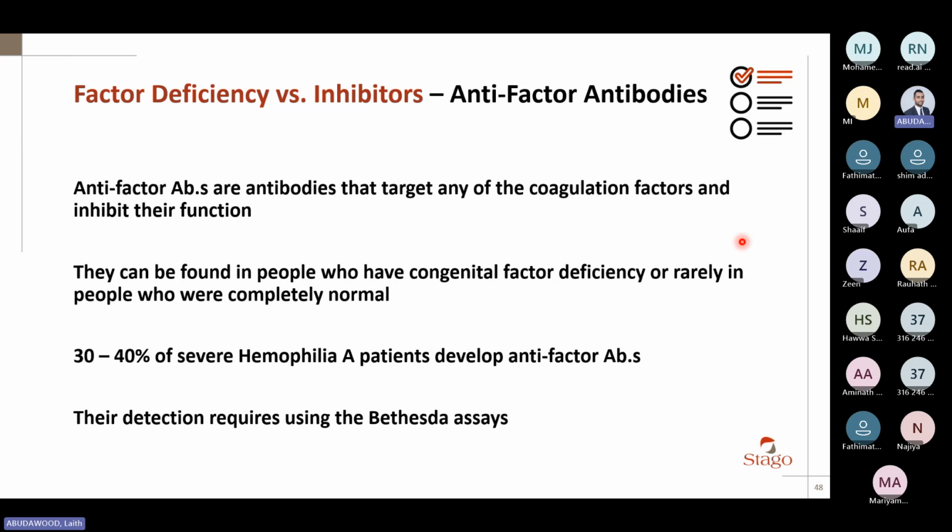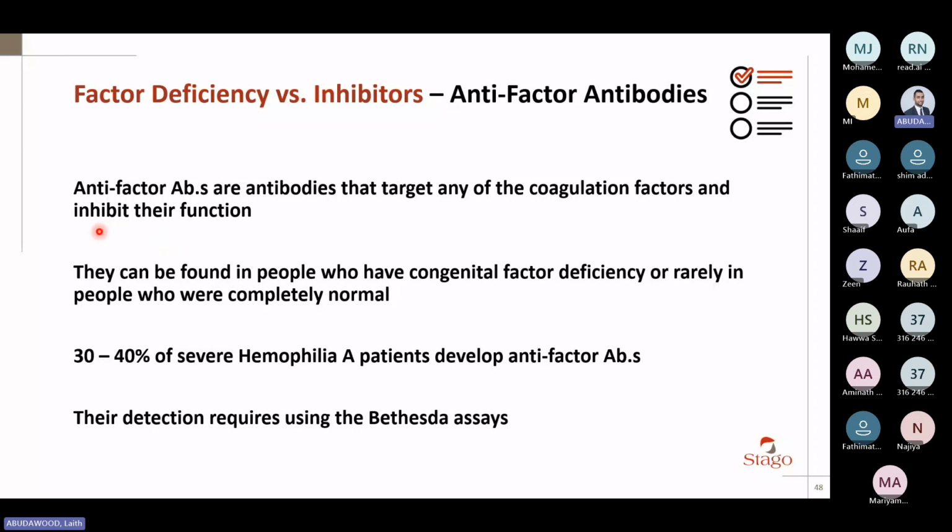antifactor antibodies. Now, a small detail. Antifactor antibodies are antibodies that target any of the coagulation factors and inhibit their function. So antifactor antibodies, very simply, are antibodies that go and bind one of your coagulation factors, such as factor VIII, this is the most common one, and actually inhibit its function, because don't forget, antibodies are quite large. So they will physically sometimes interfere with the function of the factor. Sometimes they will cause it to be cleared out of the circulation. Okay, the mechanisms are many and complicated. This is not our topic.